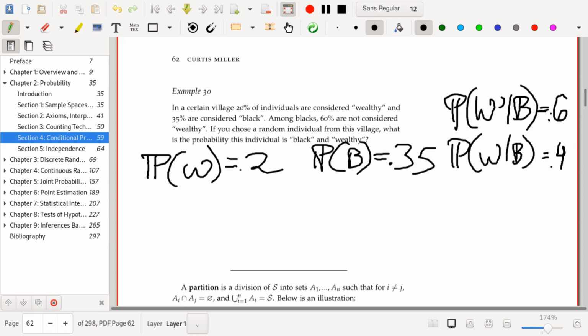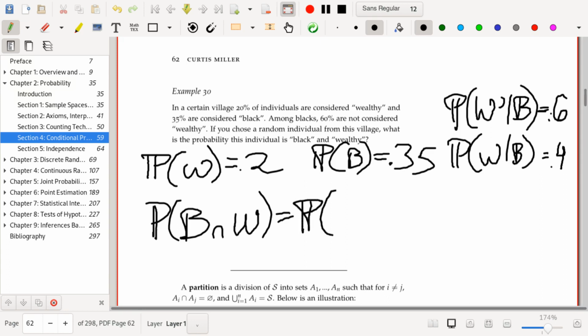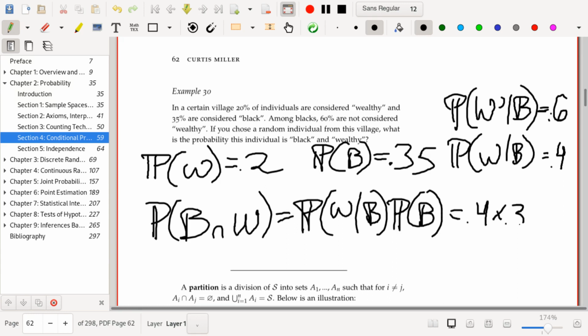So we want to compute the probability that someone is both wealthy and black. We want the probability of being black and wealthy, and we use the alternate formula that uses conditional probabilities to compute the probabilities of intersection. This is the probability of being wealthy given that you're black times the probability that you're black. This is 0.4 times 0.35, which equals 0.14.